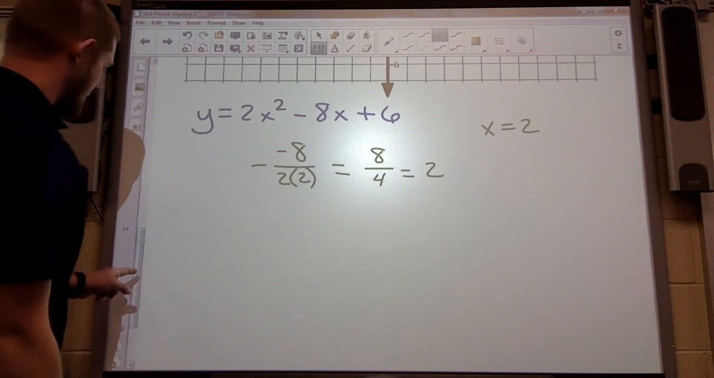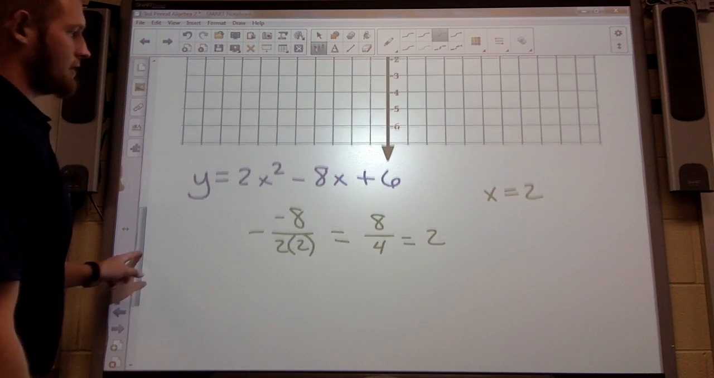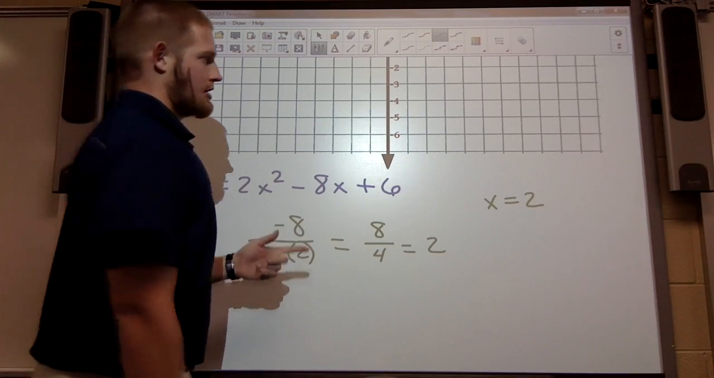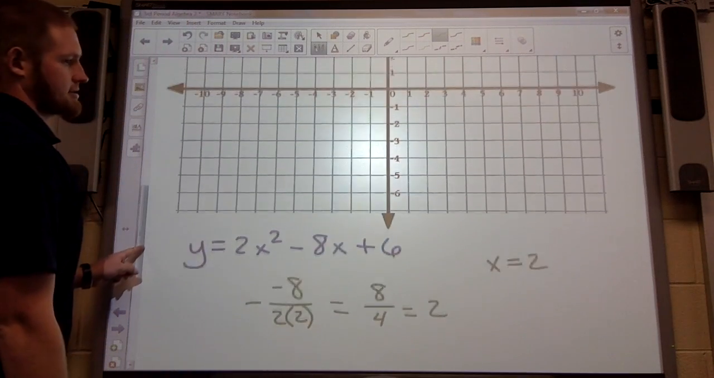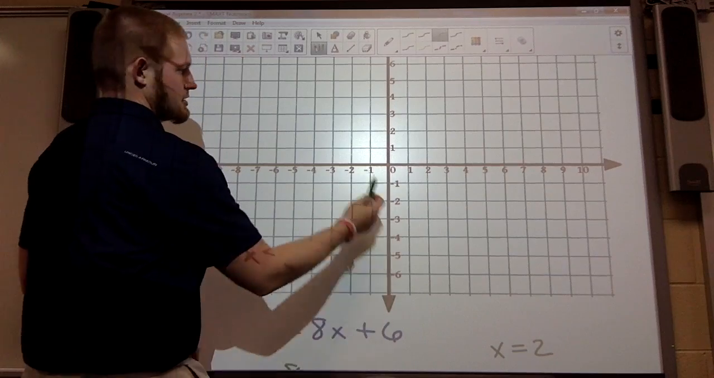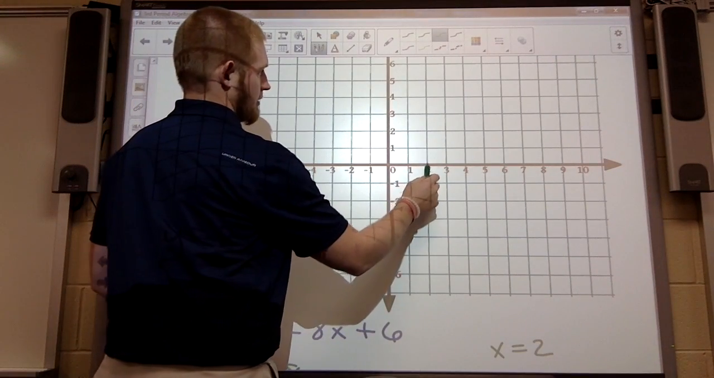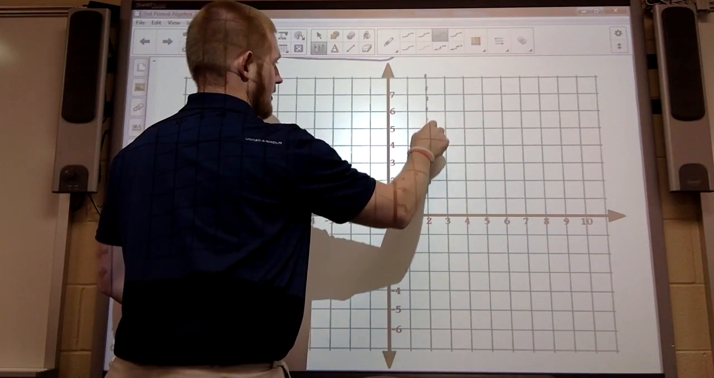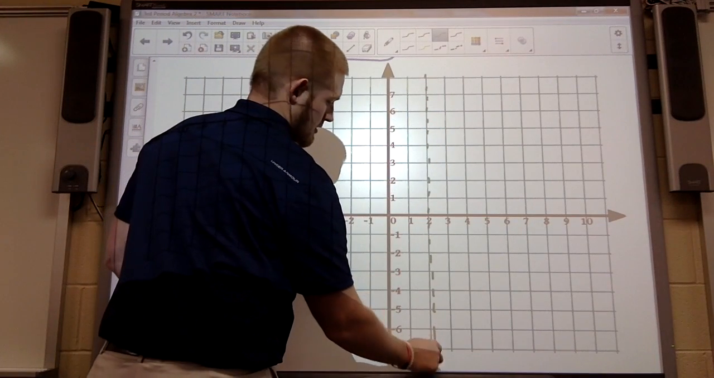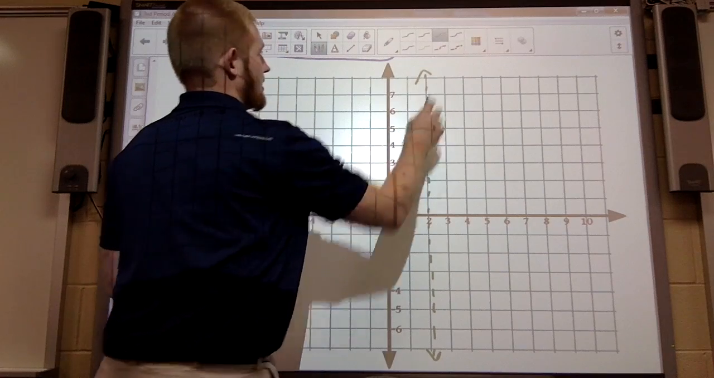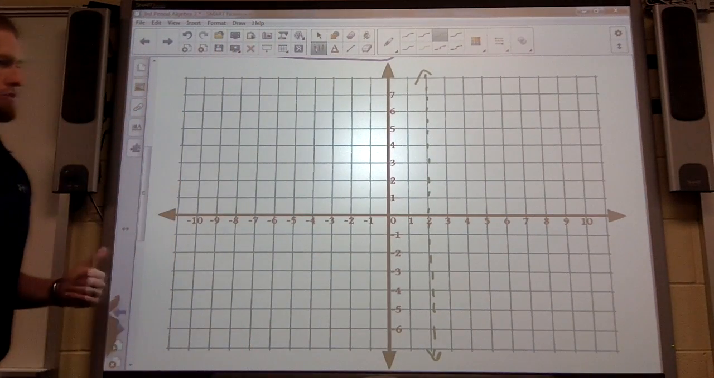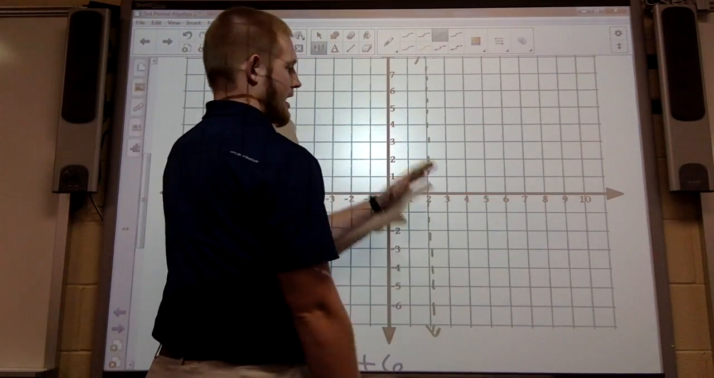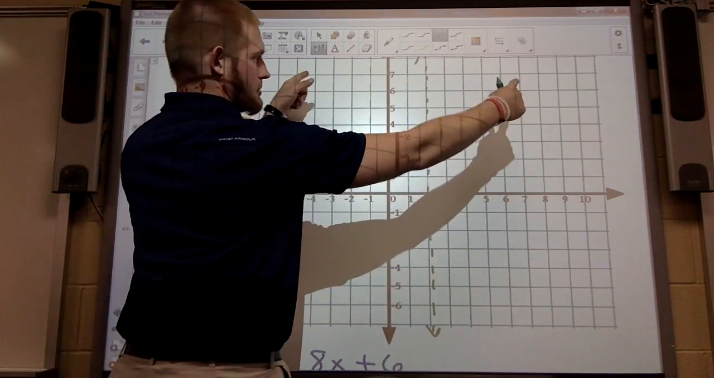Now, that tells me a couple things. First of all, it tells me what my x value is for my vertex, but second of all, it also gives me my axis of symmetry. Okay, notice x equals 2 right here. Okay, so we have the vertical line of x equals 2. I did it in a dashed line because that is our axis of symmetry. Okay, meaning half my graph's going to be over here, half it's going to be over here. We know it opens up.